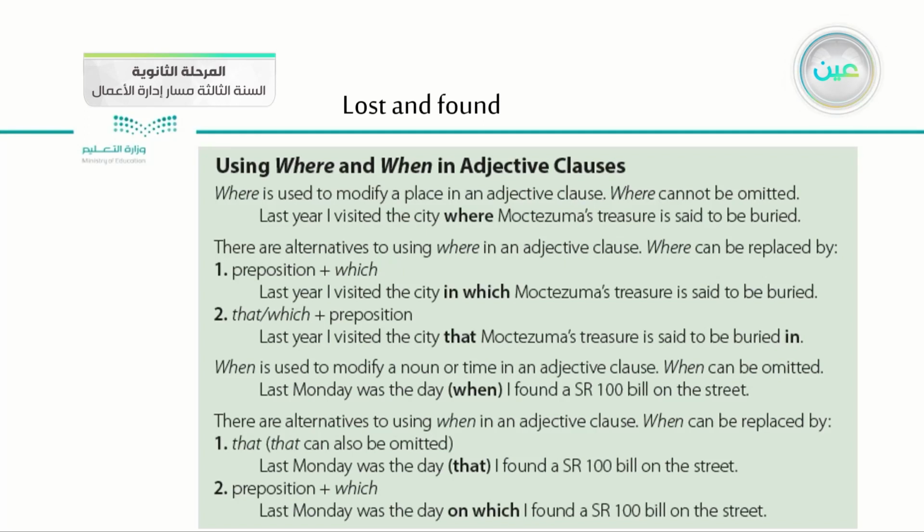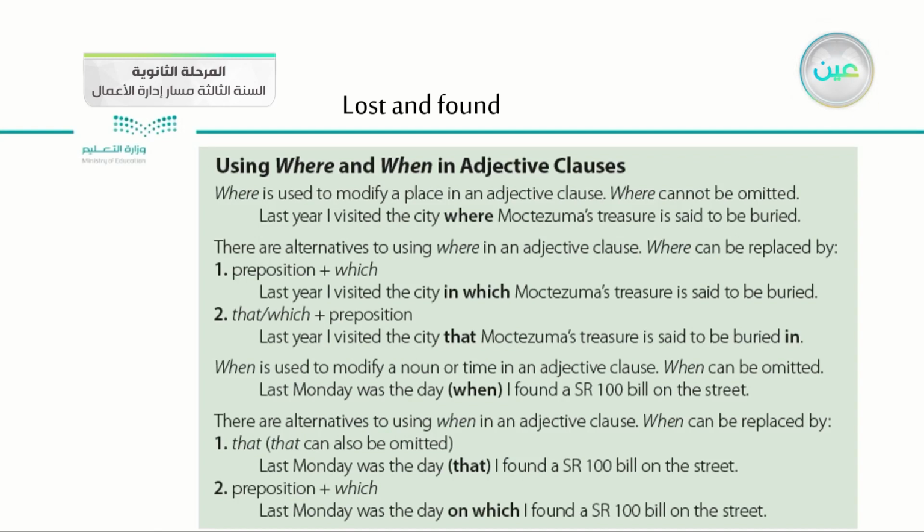Let's go over the second part, which is when, and how we can use when to describe a noun. When is used to modify a noun of time in an adjective clause. When can be omitted. As you see here, this is the difference between when and where. Where we cannot omit, but when we can omit.